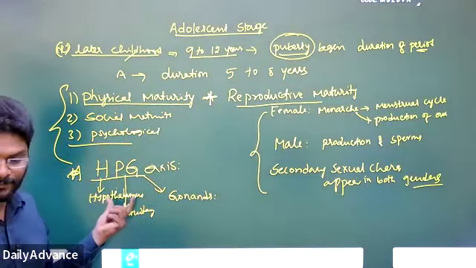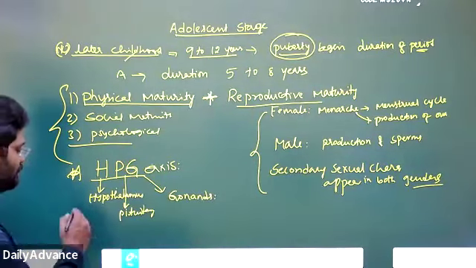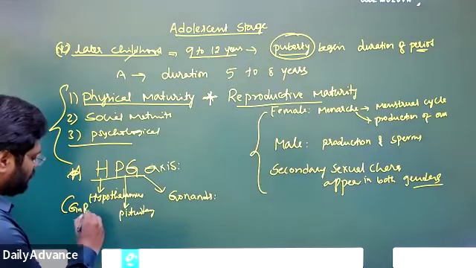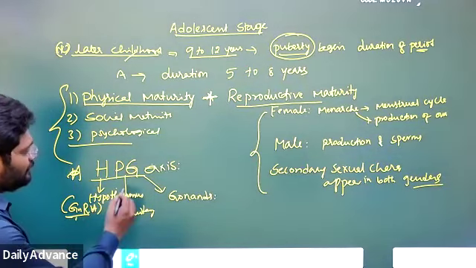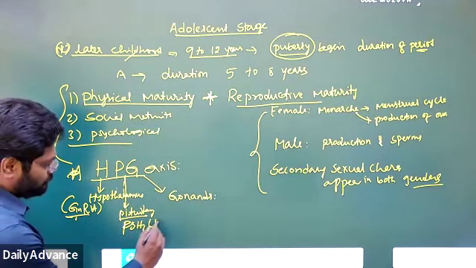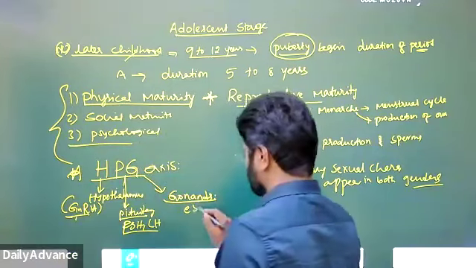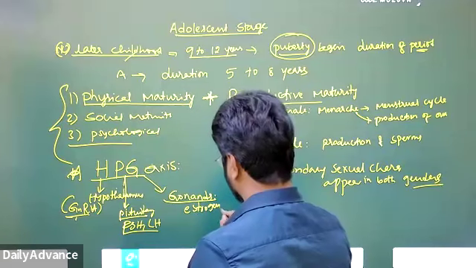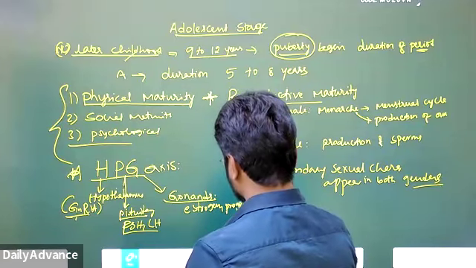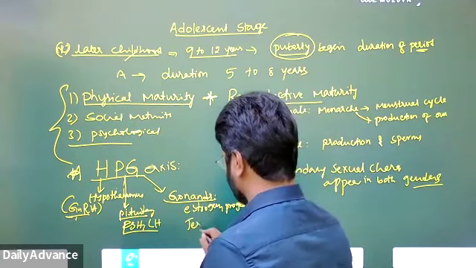The hypothalamus releases gonadotropin releasing hormone, GnRH, which triggers the pituitary to release FSH and LH hormones. These two hormones trigger the gonads: in female, estrogen and progesterone; in male, testosterone.